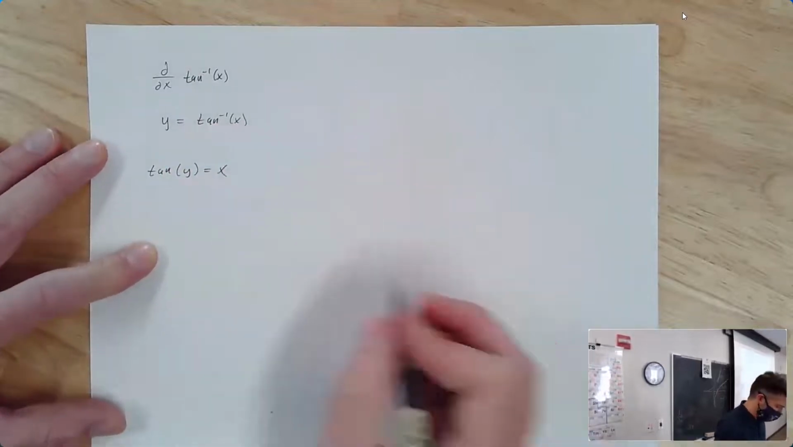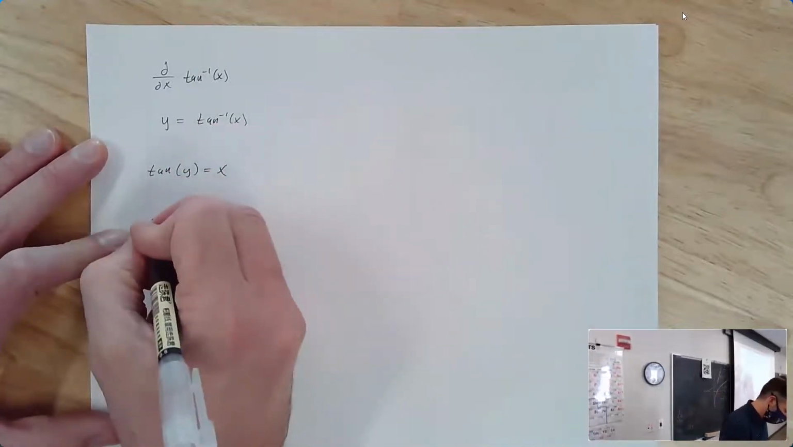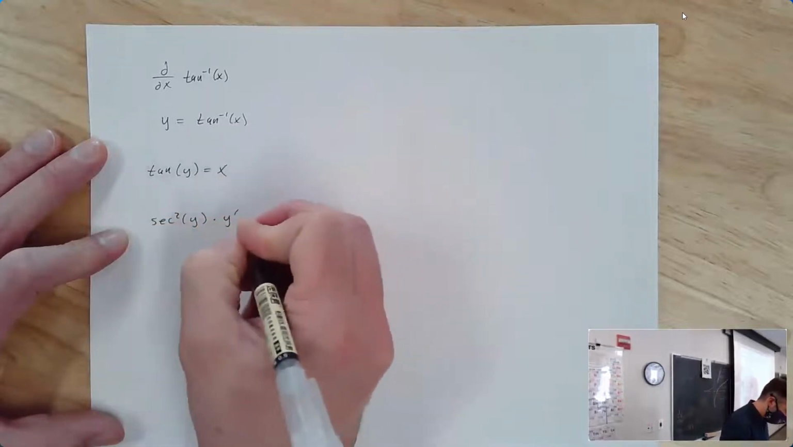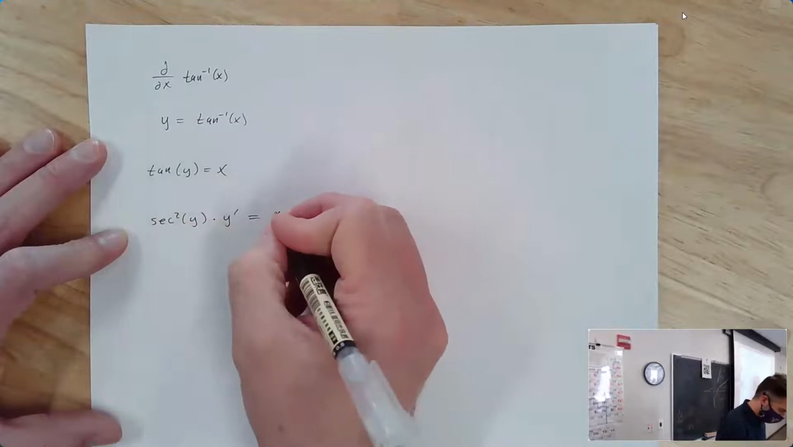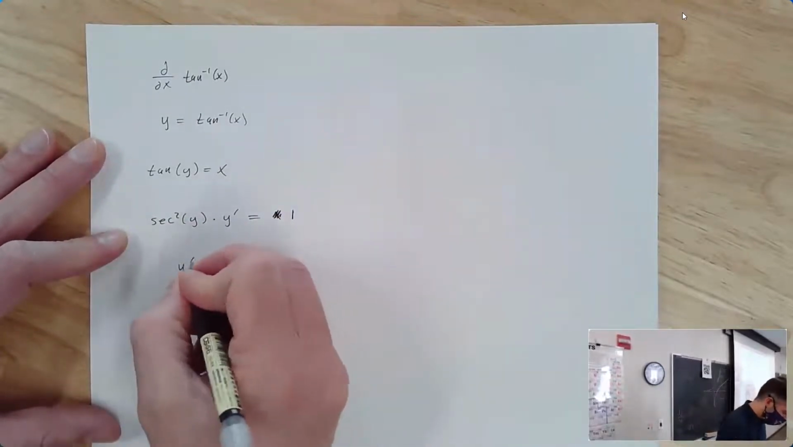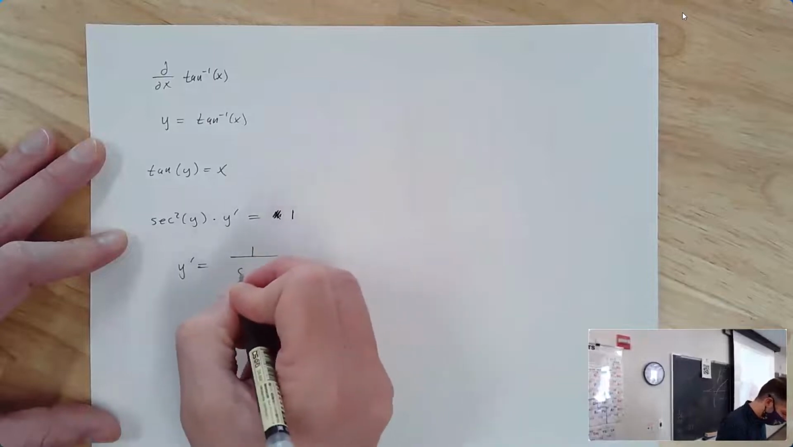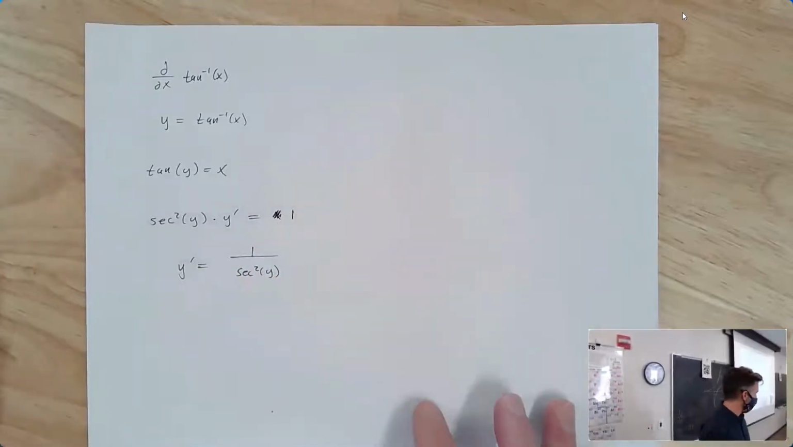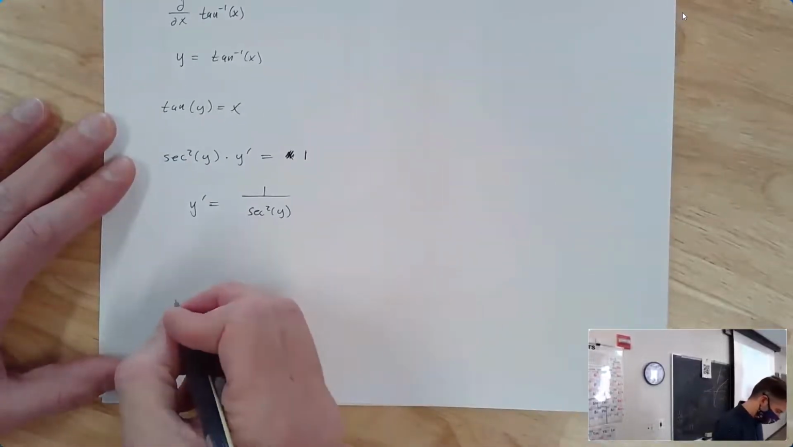Differentiate both sides. The derivative of tangent of some stuff is secant squared of the stuff times the derivative of the stuff, equal to 1, the derivative of x. And then you solve for y prime by dividing. y prime is 1 over secant squared of y. Then you fill in what secant squared is by drawing a triangle.